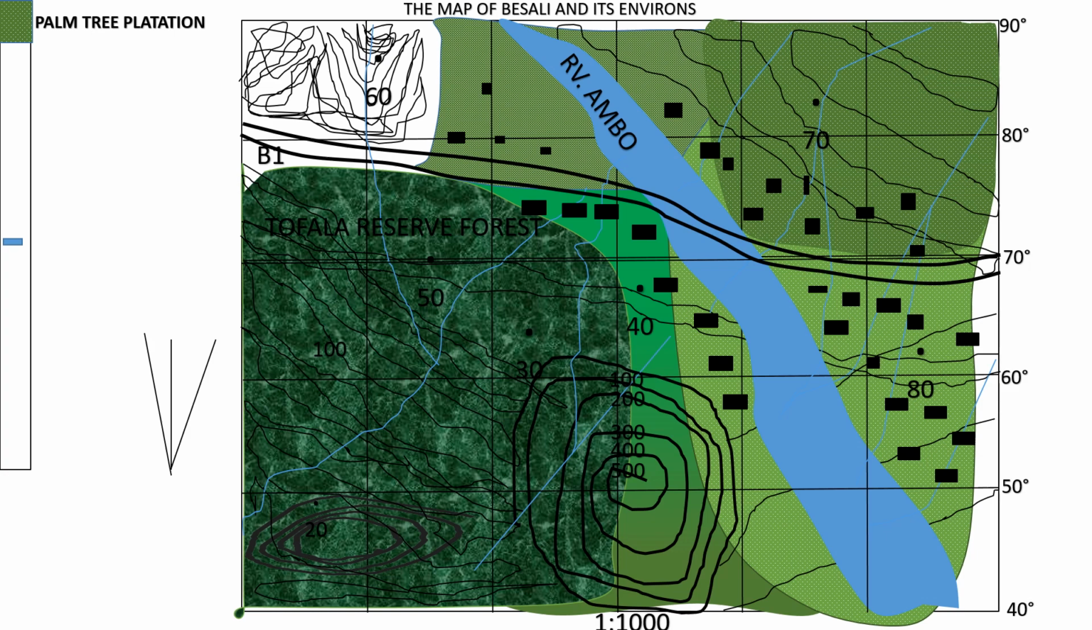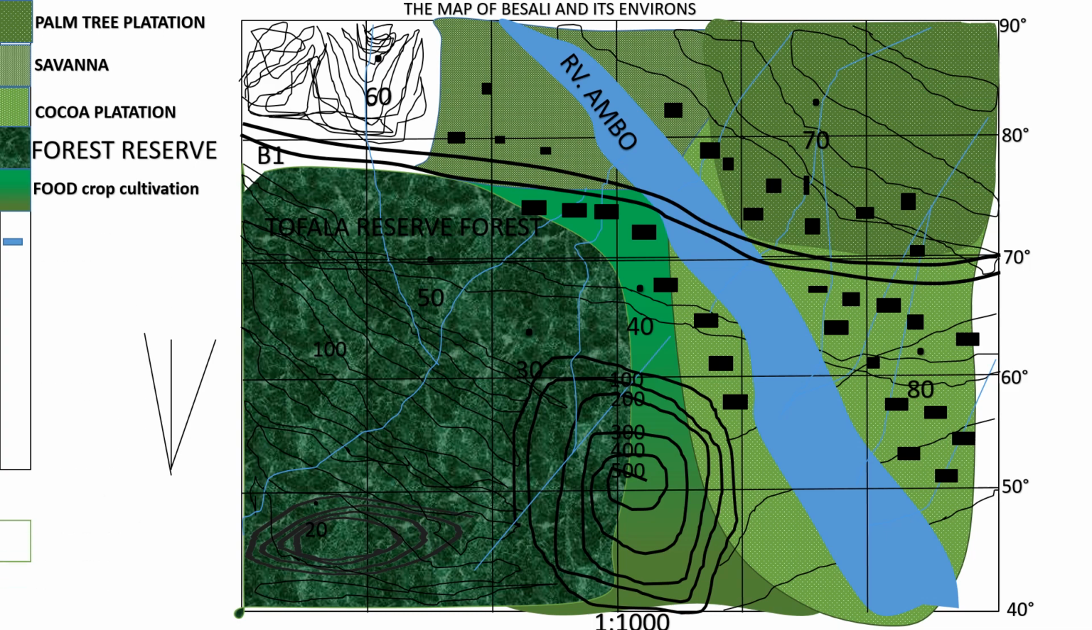The first plantation that I have is palm tree plantation. The second type of vegetation that we have is savanna vegetation. The next one that we have is cocoa plantation, forest reserve, food crop cultivation, the major river, and streams. Now on a map, every small blue line that you see is a stream. Then we have the major roads of the map. So this is a practical example about the vegetation of a map.